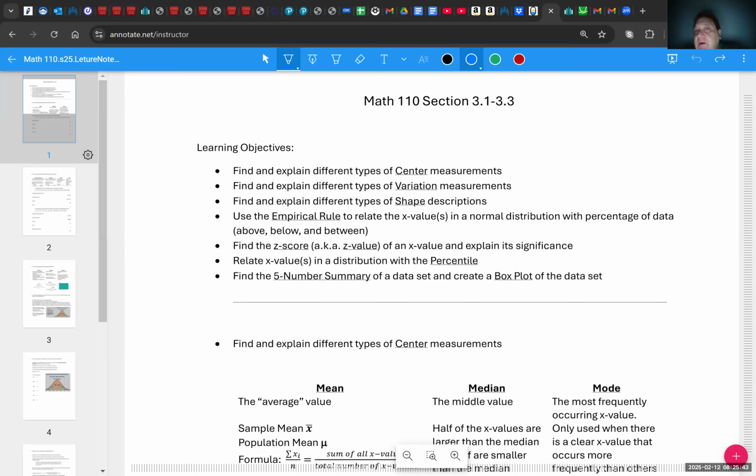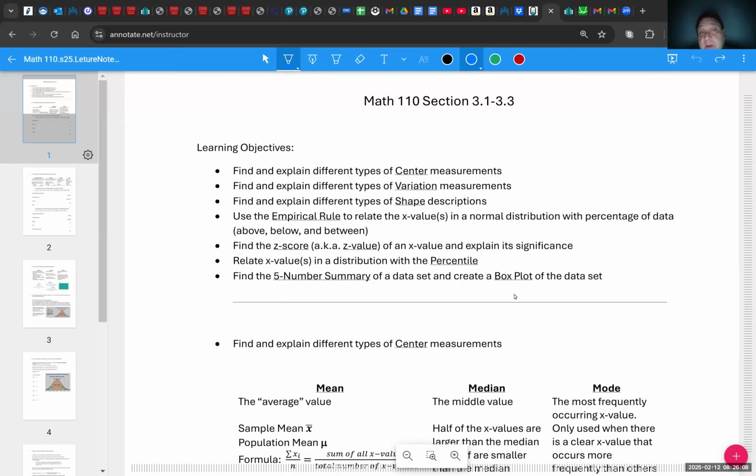Hi there, this video is for chapter 3, sections 3.1 through 3.3. The main learning objectives are that we're going to try to find and explain different types of center measurements, different types of variation measurements, and different types of shape descriptions. Those three things are going to be important whenever we try to describe a distribution of data.